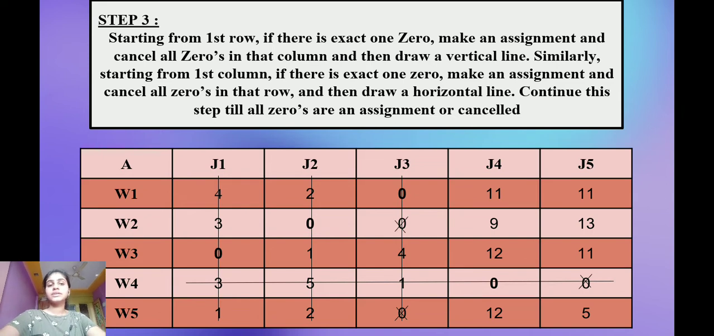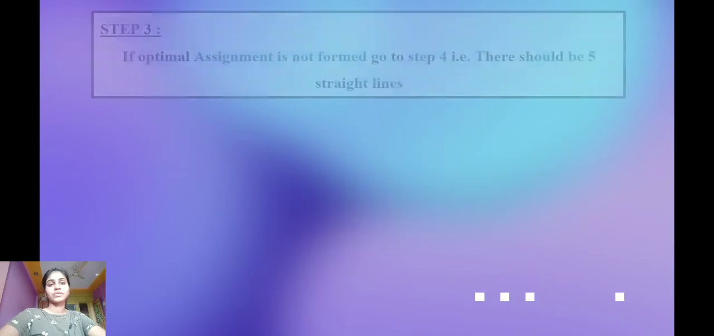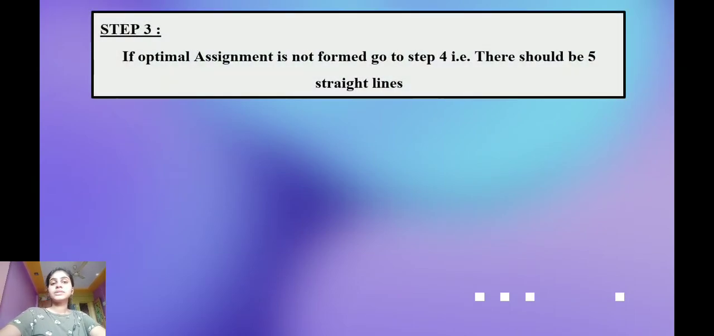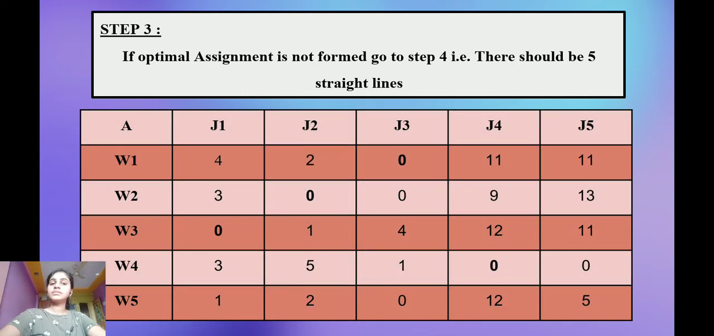So as you can see, we have made only 4 lines and no more zeros are there. So the number of lines is not equal to the order of the matrix. So if optimal assignment is not formed, we go to step 4, that is, there should be 5 straight lines. So we have to make the lines and cancellation again. Here you can see how the lines are made.